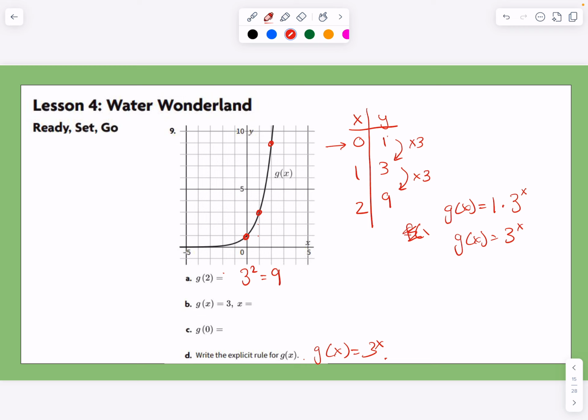How about what do I get to make it equal to 3? You're really saying 3 to what power equals 3? Well, that's 3 to the first power, so x is going to equal 1. And what happens when it's 0? 3 to the 0 power equals 1. So that's all they're asking you to do. And I say all, but it is sometimes a little tricky to go back and turn this into one of those explicit equations using the rules. So make a little note card for yourself for how to figure out explicit equations. It does come in handy.